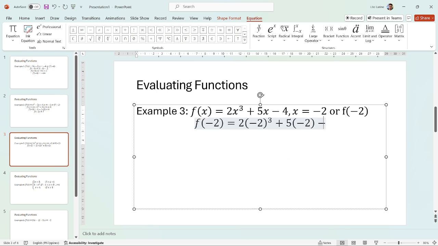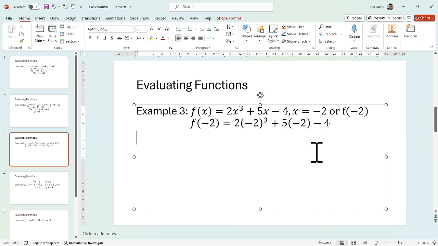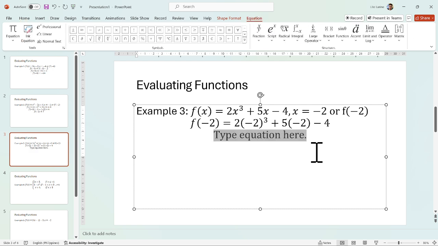Solving this, we apply the order of operations, so we do first what's in the exponent. 2 times negative 2 cubed means negative 2 times negative 2 times negative 2, and that is equal to negative 8, plus 5 times negative 2 is equal to negative 10, minus 4.